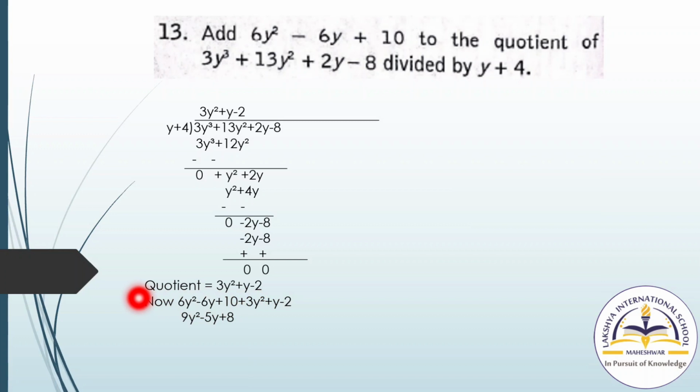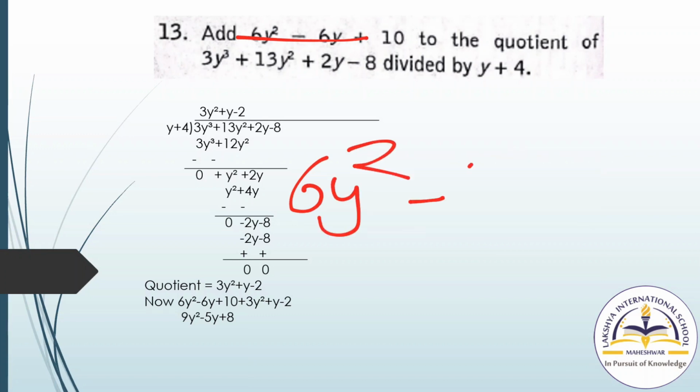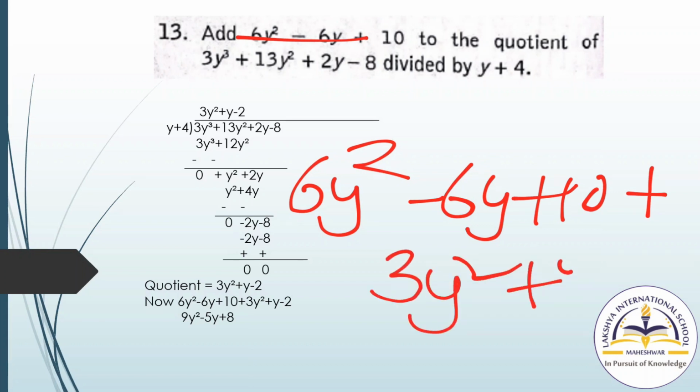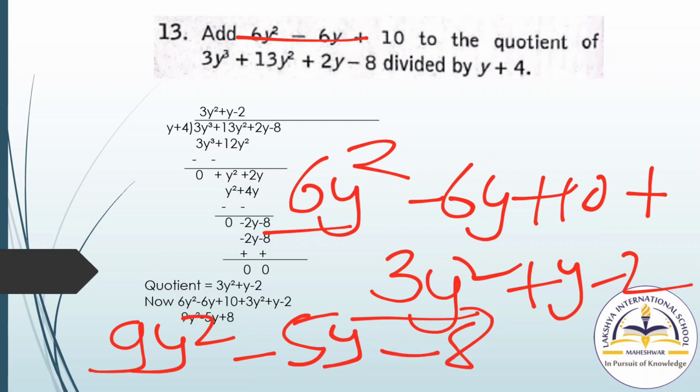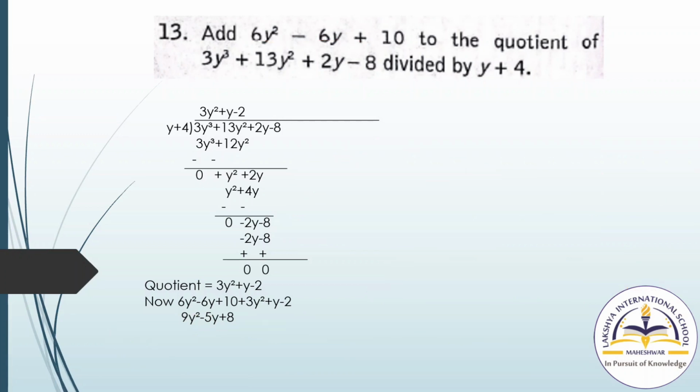Now what will be the quotient, that is 3y square plus y minus 2. You have to add this value, that is 6y square minus 6y plus 10, to our quotient, so 6y square minus 6y plus 10 plus 3y square plus y minus 2. Then what will be the answer? 6y square plus 3y square, 9y square. Now minus 6y plus y, minus 5y. 10 minus 2, 8. So this will be our answer.